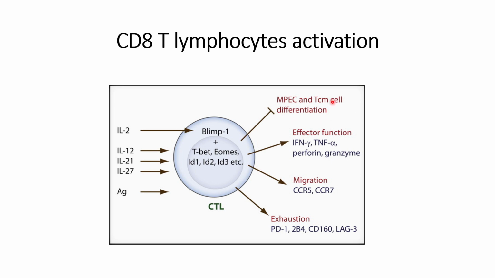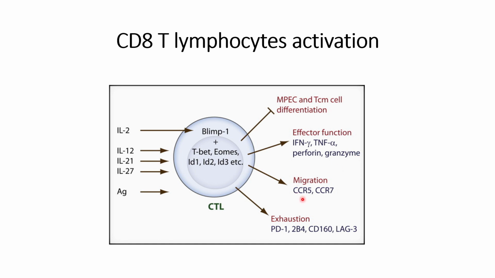By preventing the differentiation of these cells, it increases the life of MPEC and TCM cells, which helps the host immune system fight the virus in a more efficient manner. The next one is the effector function. It will improve other immune pathways, that is IFN alpha, TNF, IFN gamma, TNF alpha, perforin and granzyme. We have discussed the role of perforin and granzyme in one of our previous videos. You can go through that.